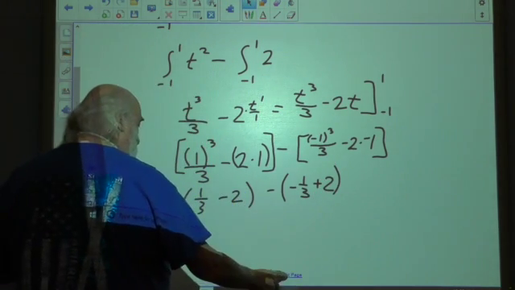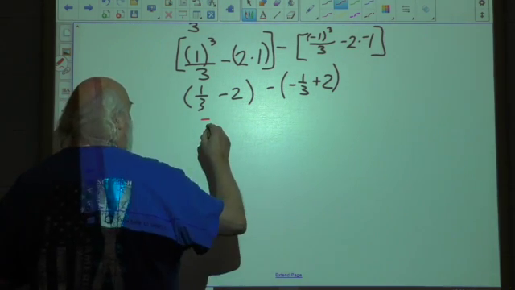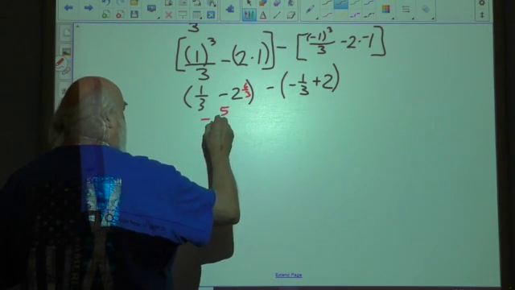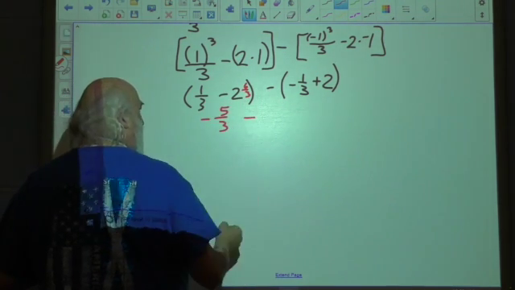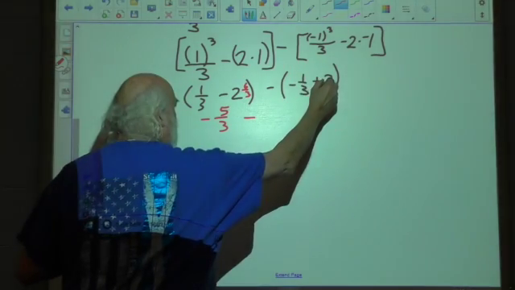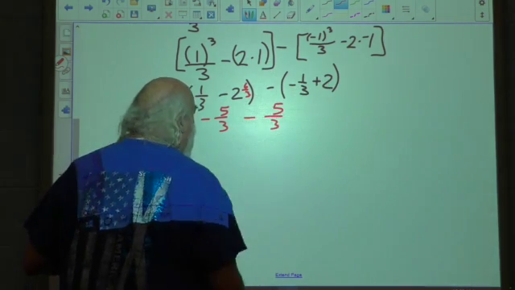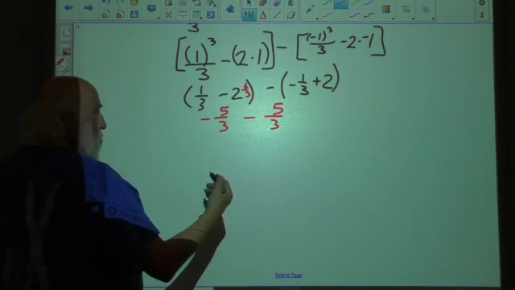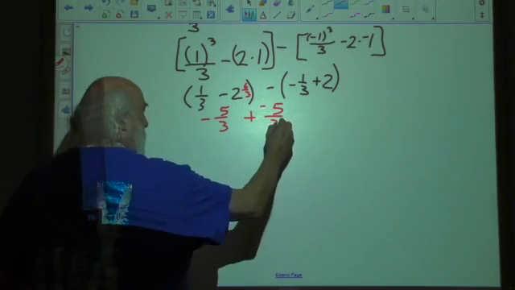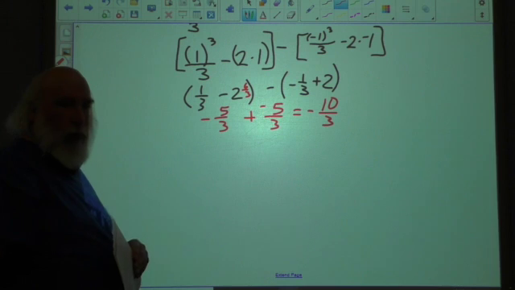So we do a quick little arithmetic here. We know this is going to be a negative. This is 6/3 here. So 1 minus 6 is 5, so -5/3, minus, and then -1/3 plus 2, this again is 6/3, and then you add that, it gives you 5/3. So when you subtract, it's the same as adding a negative number, and this becomes -10/3 for your answer. Alright?